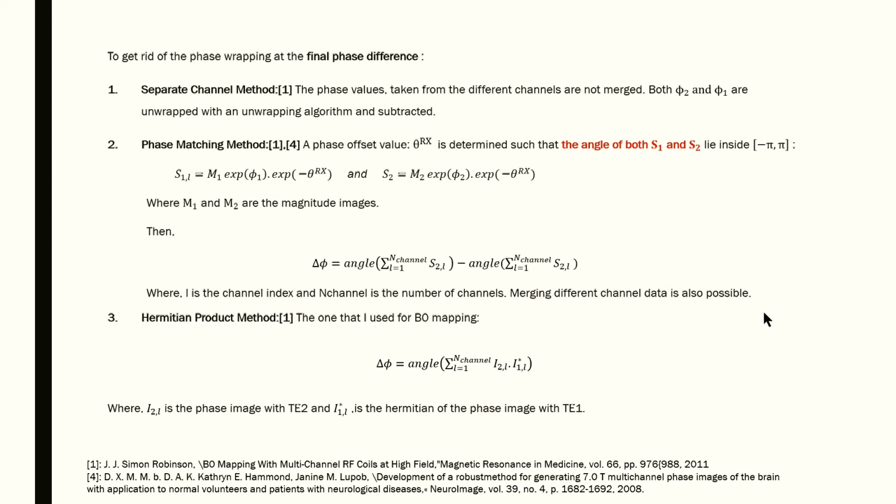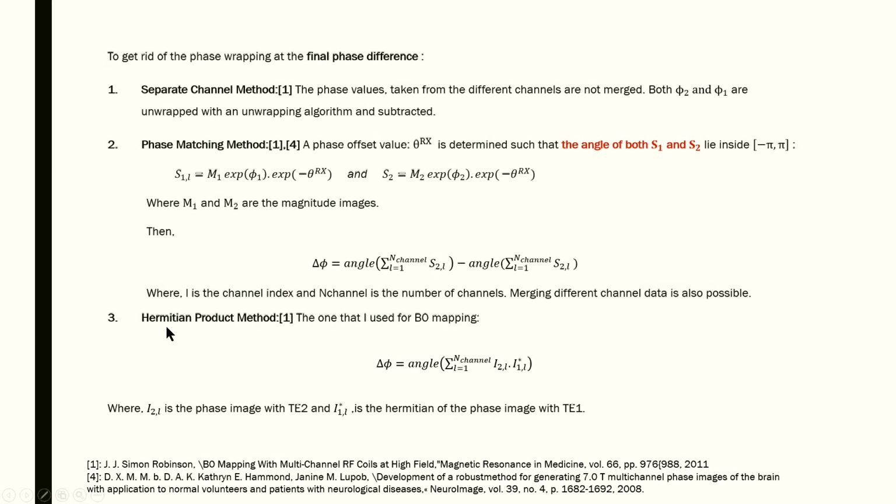It's a simple one. And for the phase matching method, which is a different method, there's a phase offset value defined by theta rx, and this one is determined such that when it is multiplied with the exponential terms, the phases of these signals S1L and S2L are inside the interval minus pi and pi. Beware that the angle, not the actual phase, is inside the minus pi and pi interval. We're basically moving the phase inside this interval and subtracting it. And also in this method the channel merging procedure is applied.